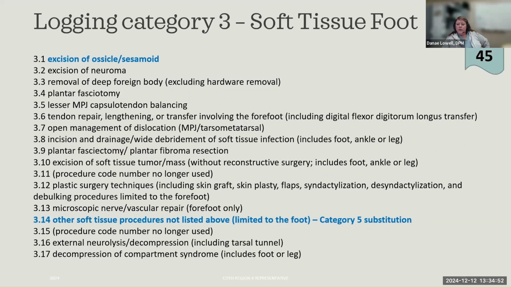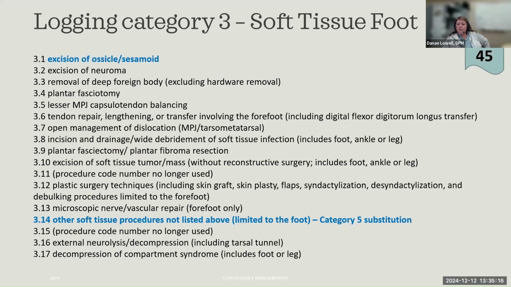Under Category 3, you will find these procedures listed. If you perform just a sesamoidectomy, this is where it's logged, not under Category 2 for a first-ray procedure, if you do a fibular or tibial sesamoid resection. Sesamoidectomies cannot be logged separately if a bunion or partial ray amputation is performed.